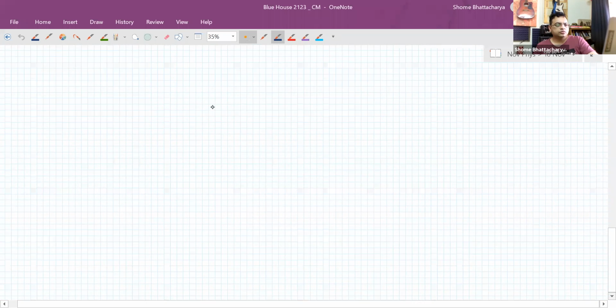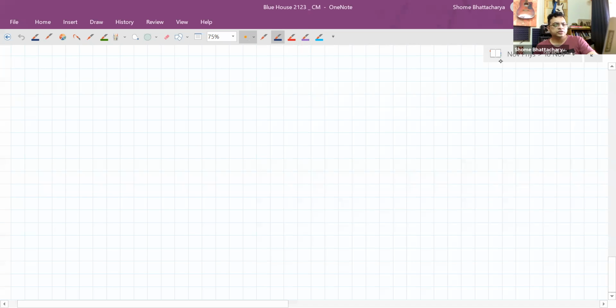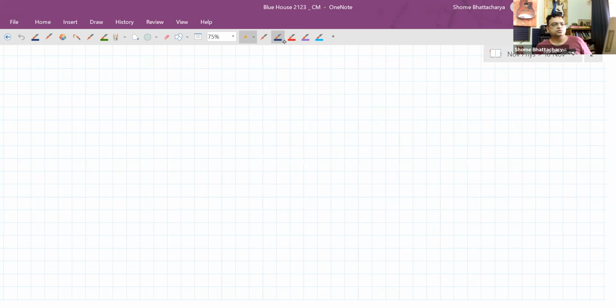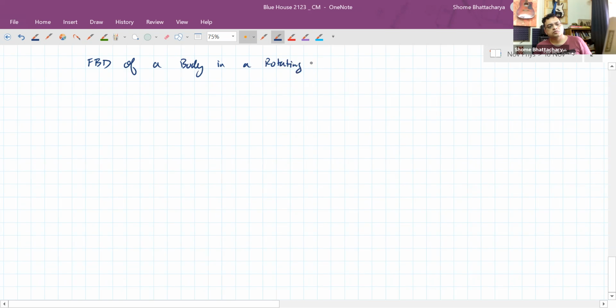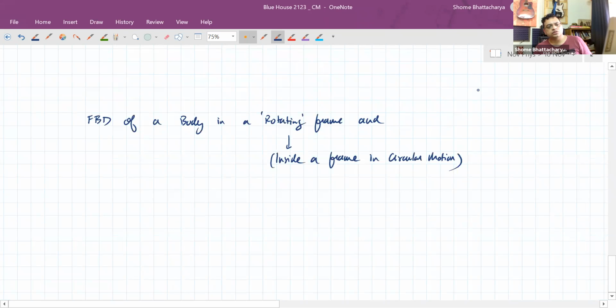Okay, now we move on to another very important part of dynamics of circular motion. So we'll see the concept of the free body diagram of a body in a rotating frame, that is, inside a frame in circular motion. And the concept of something you would have heard of, centrifugal force.